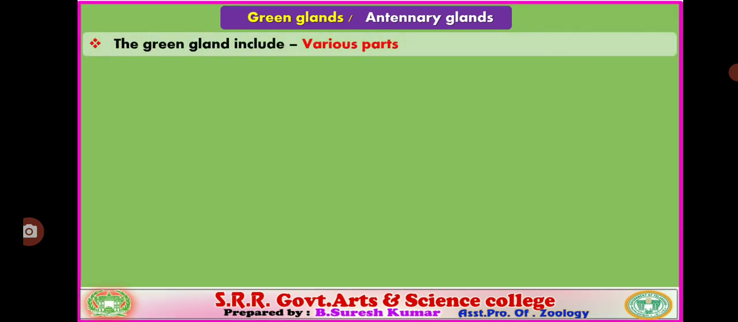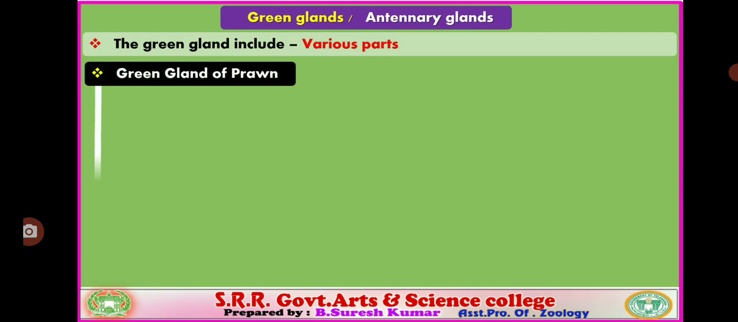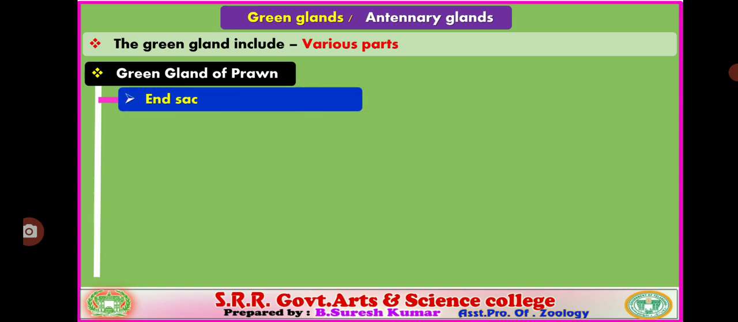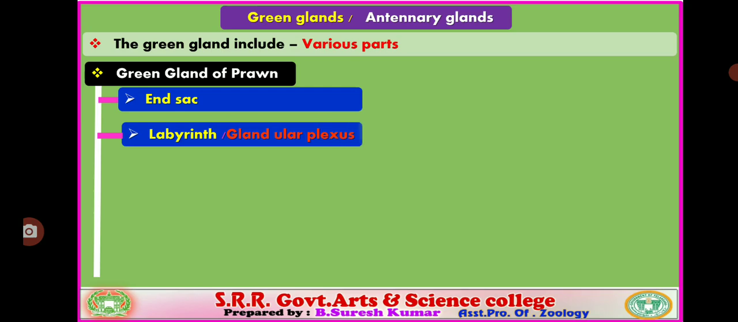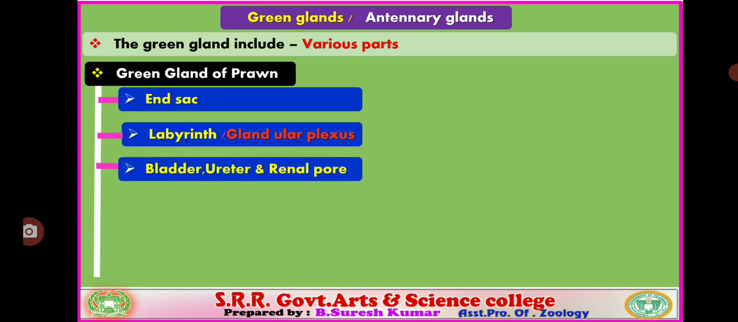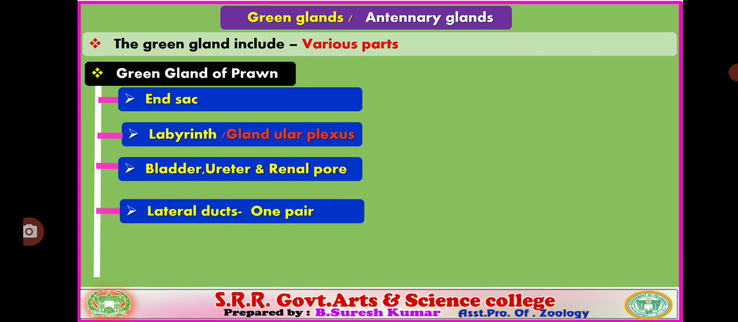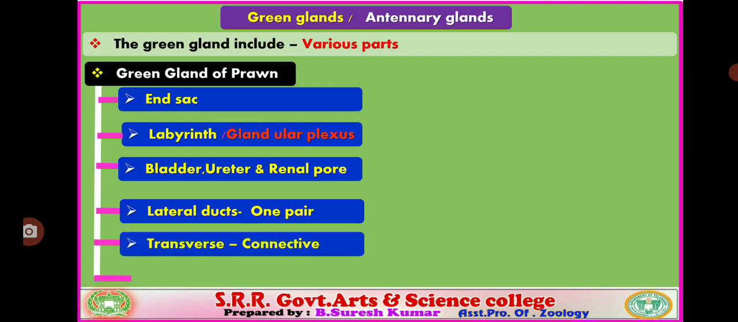Followed? The green gland includes various parts. The green gland of prawn consists of these parts sequentially: end sac and labyrinth, also called glandular plexus, bladder, ureter, renal pore, and next lateral ducts, one pair, and then transverse connective and renal sac. All these we find in the structure of the antennary gland.